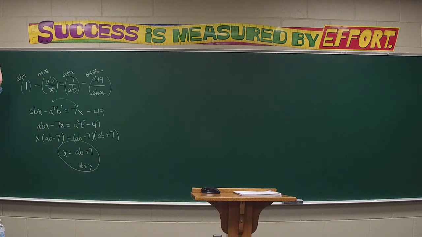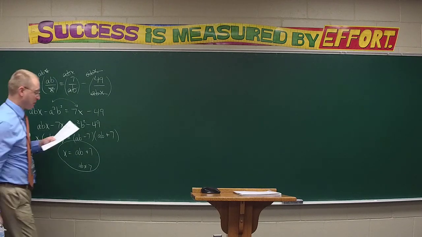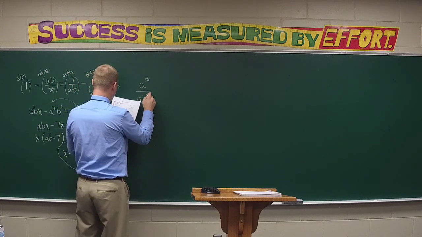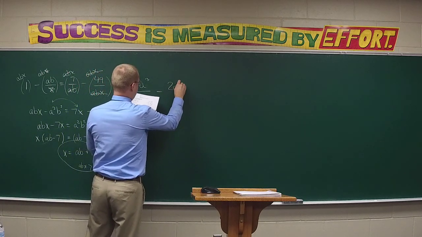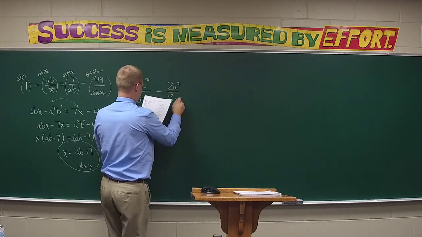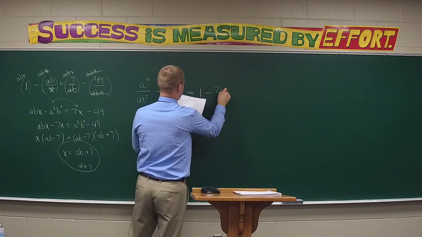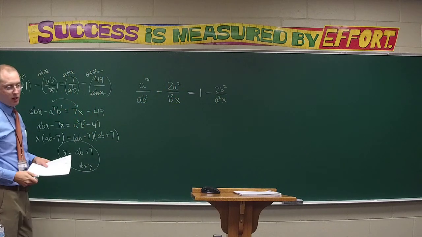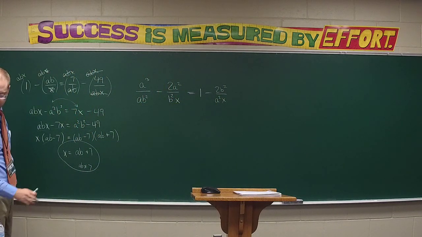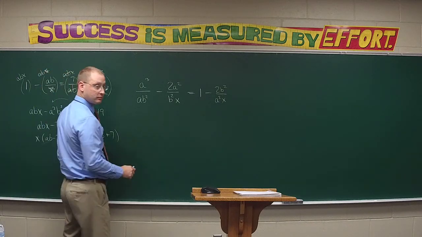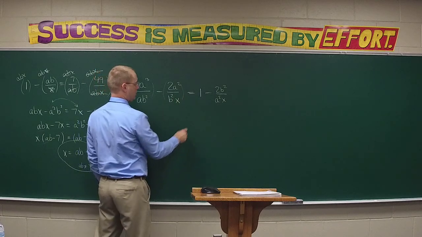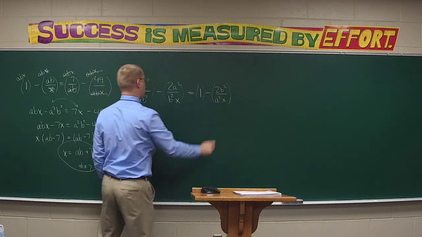How many had this answer on the first one? All right, all 3 of you who did it. Excellent. All right, let's take a look at number 3. And we've got A cubed over AB squared minus 2A squared over B squared x equals 1 minus 2B squared over A squared x. And what do we need to do on this problem, Audrey? You need the LCD. Which is? A squared B squared x. Good. A squared B squared x.